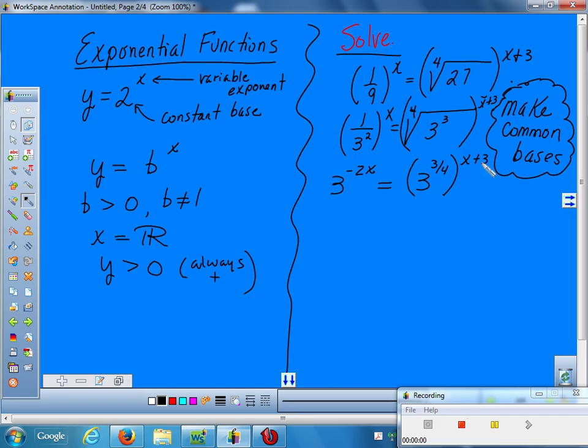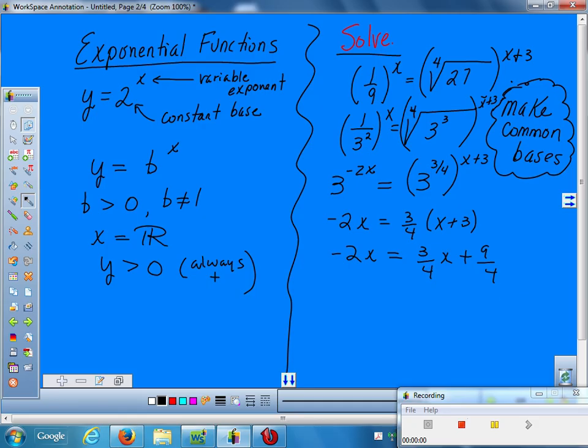Once you have the bases exactly the same, everything's up top. If the bases are the same, then we know the exponents have to be equal, don't we? So you can just drop the 3's out of there, and so you can say that negative 2x has to equal 3/4 times x plus 3. Okay, and now you just solve for x like usual.